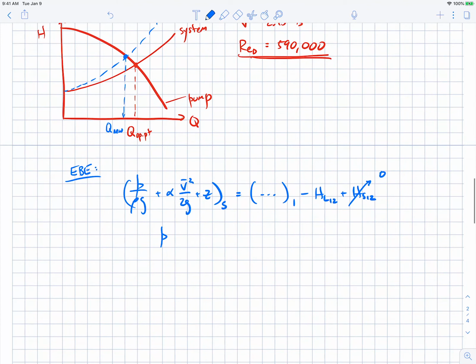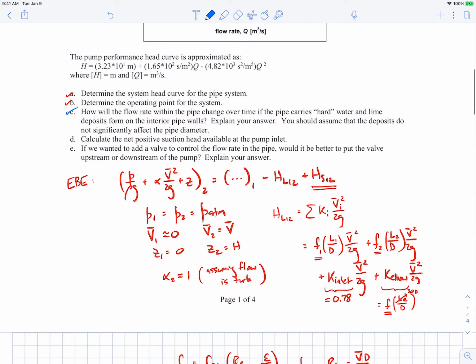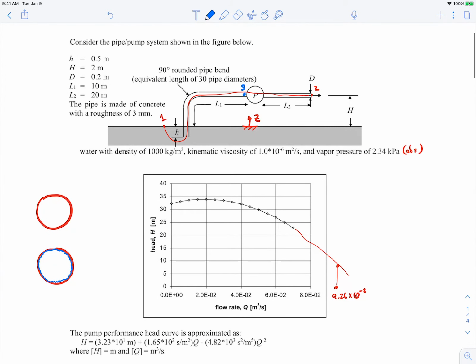We still have P1 is P atmospheric. We have V1 is still about equal to 0. Z1 is still equal to 0. It's right on the free surface. Z on the suction side is equal to capital H. If you go back up to the picture, sorry, we're going back and forth so much, the suction side right here is still at capital H. Again, point 1 is at 0 elevation, still atmospheric pressure.